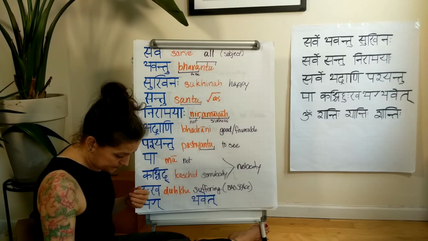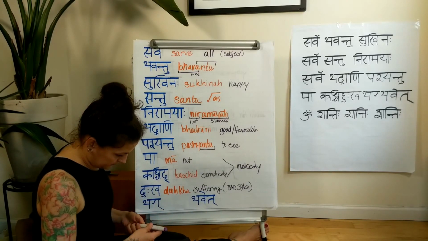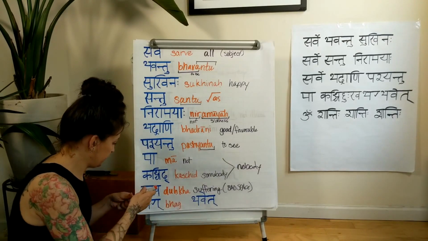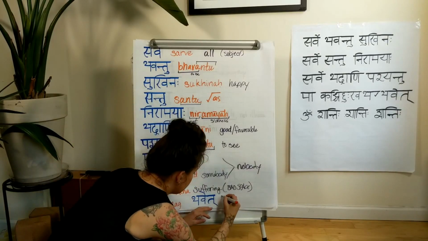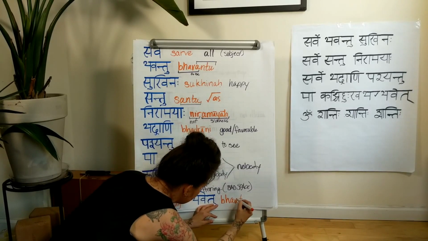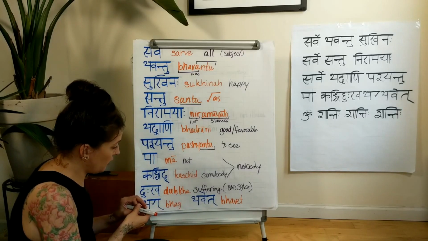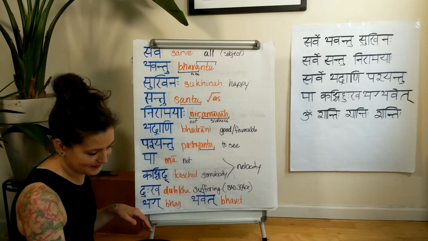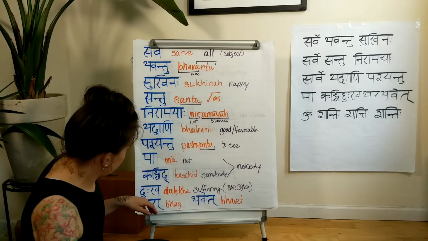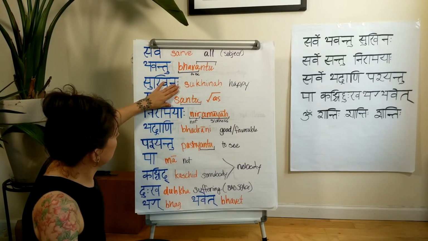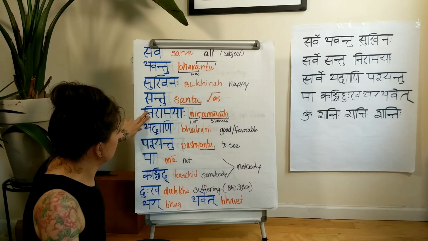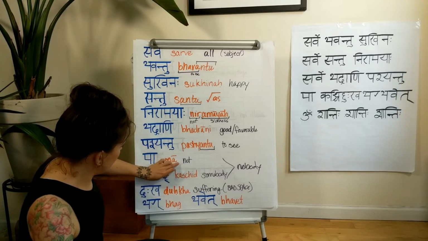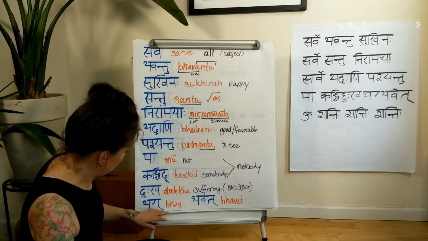So dukkha, bhavet, bhag. So bhag bhavet. Yeah, that's right. Bhag bhavet. So may nobody be suffering in bad space, right? So may all be happy. May none suffer from sickness. May all look and see the good in others, and may nobody, ma kaschid, may nobody suffer.